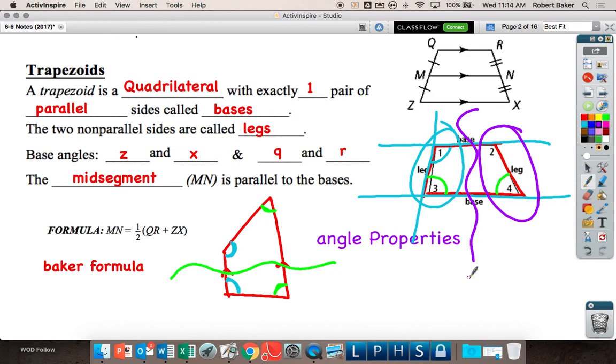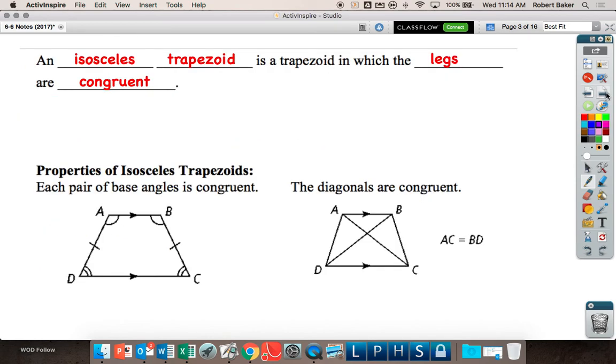Trapezoid. This is called an isosceles trapezoid. An isosceles trapezoid is a trapezoid that has congruent legs. So now the only thing that I'm changing is that these two legs are exactly the same size. Once you know an isosceles trapezoid exists, then you have a lot of isosceles properties.